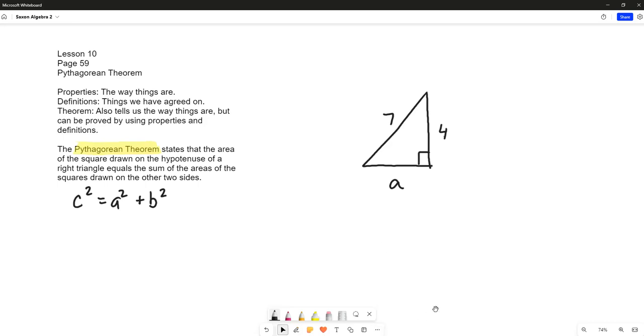Okay, Algebra 2 students, it's lesson 10, page 59, Pythagorean theorem. So let's review the difference between properties and definitions. Properties are the way things are. So 3 plus 2 equals 2 plus 3. That's a property. A definition is things that we've agreed on.